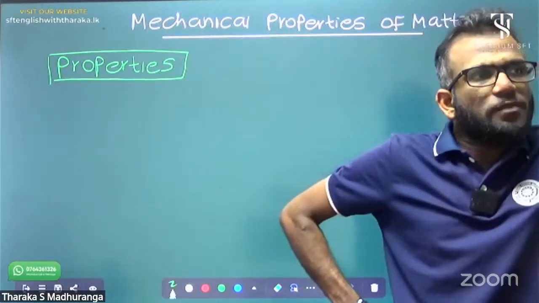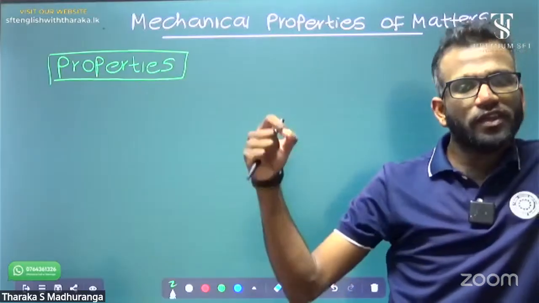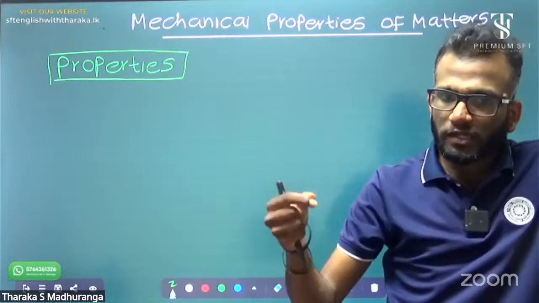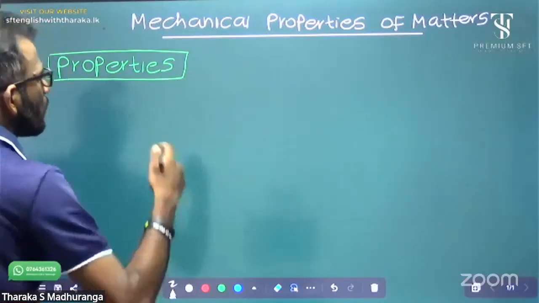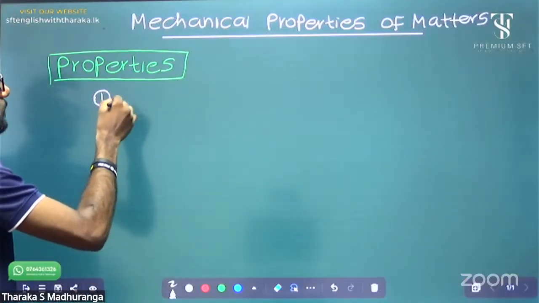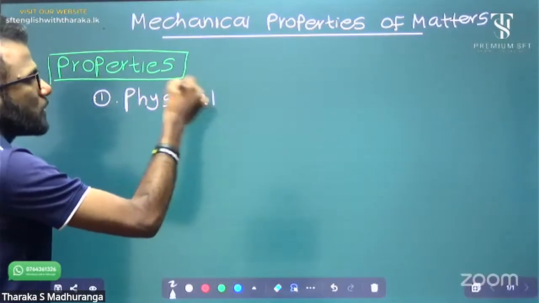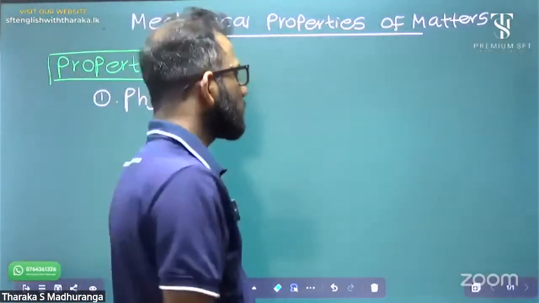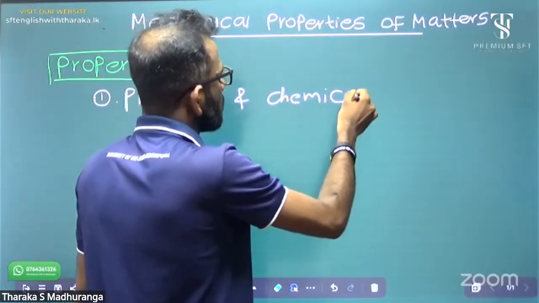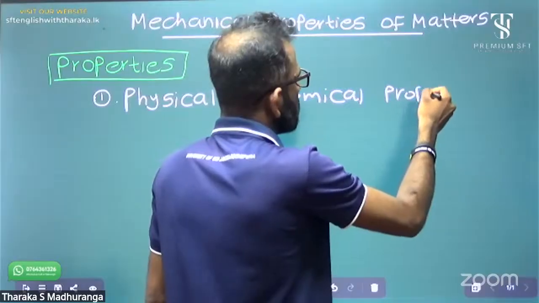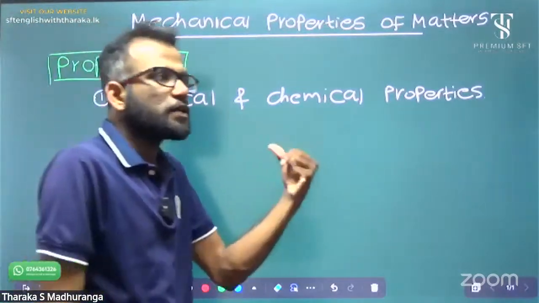Okay, what are the types of properties of any matter? The properties of any matter we can divide into three main categories. The first one is physical and chemical properties. What are the physical properties?